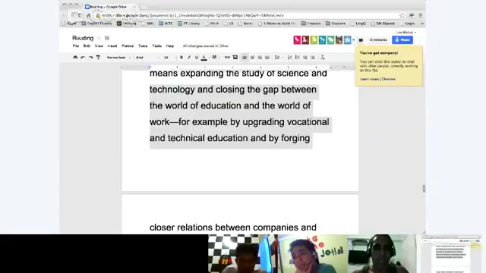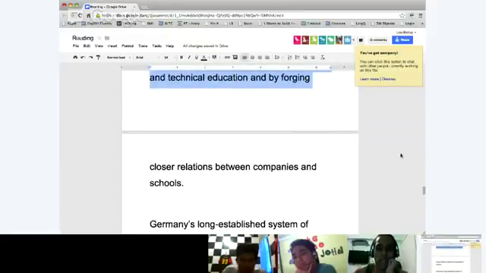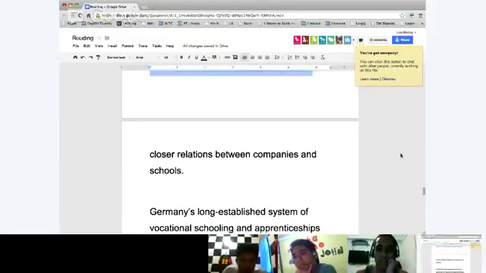Okay, this means expanding the study of science and technology and closing the gap between the worlds of education and the worlds of work. For example, by upgrading vocational and technical education, and by forging closer relations between companies and schools.